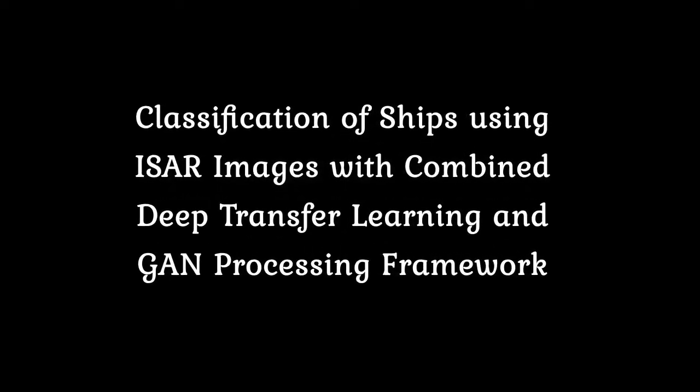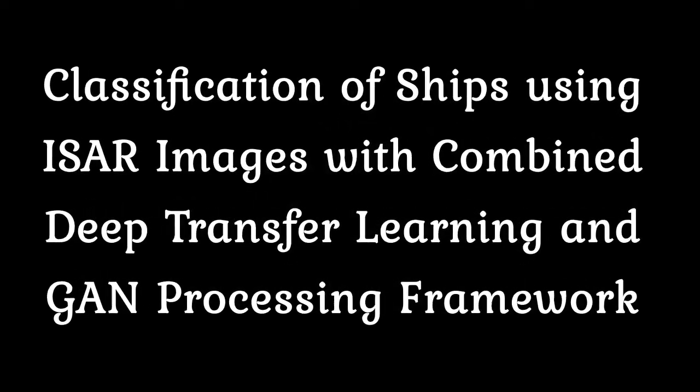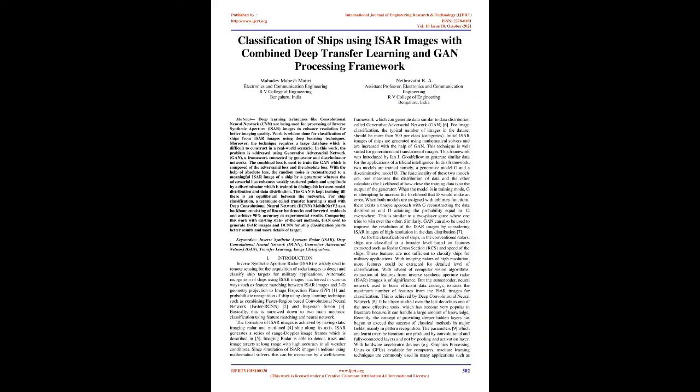Classification of ships using ISAR images with combined deep transfer learning and GAN processing framework. Abstract: Deep learning techniques like convolutional neural network, CNN, are being used for processing of inverse synthetic aperture radar, ISAR, images to enhance resolution for better imaging quality. Work is seldom done for classification of ships from ISAR images using deep learning techniques.